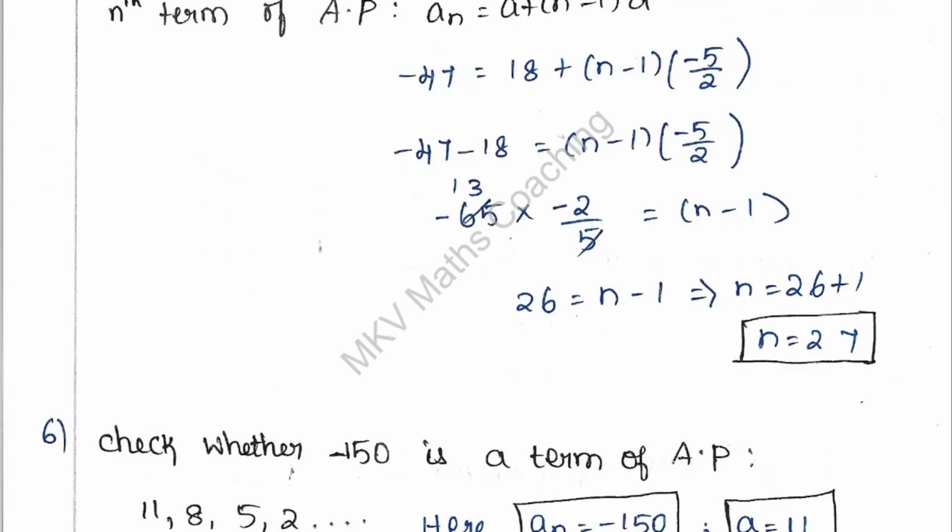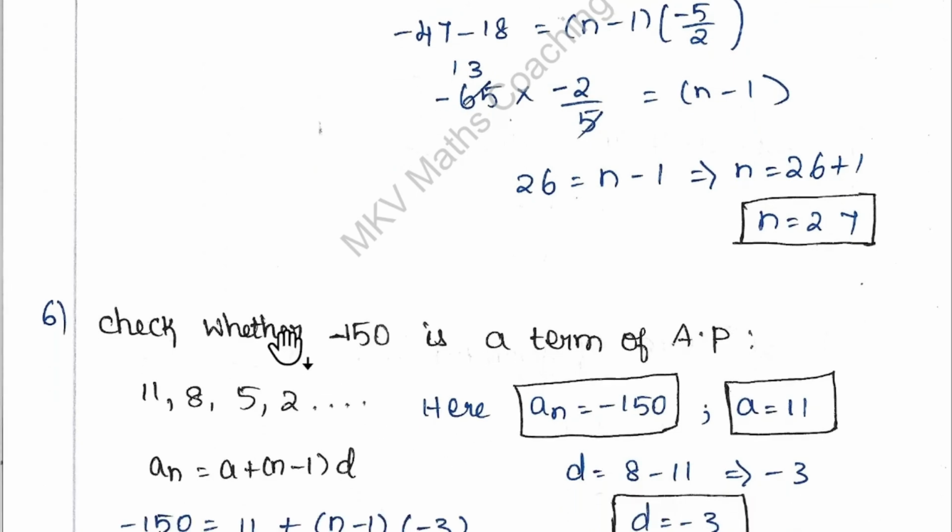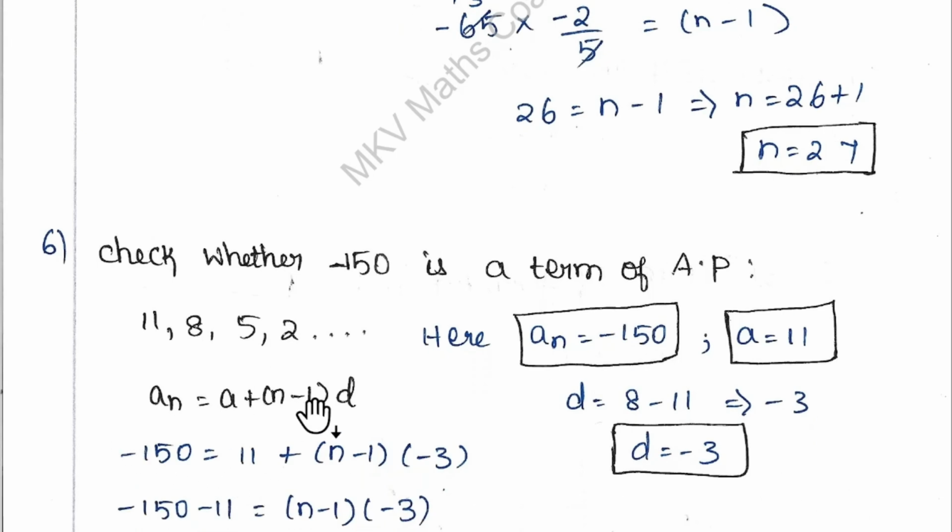So next question, check whether minus 150 is a term of the AP. You can see the series is decreasing, right? 11, 8, 5, 2, and you will get negative numbers, and it goes on till minus 150. If minus 150 is in this series, it ends with minus 150, right? Whatever we need, just stop the number here as the nth term. Okay, an is minus 150, so take an as minus 150. And A is 11, D is 8 minus 11, which is minus 3. Substitute in the nth term formula.